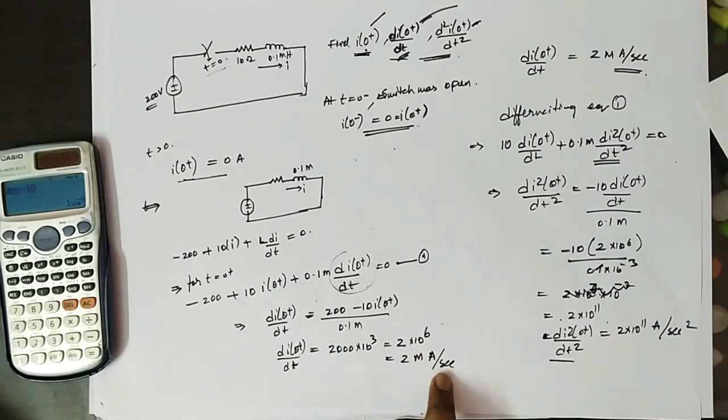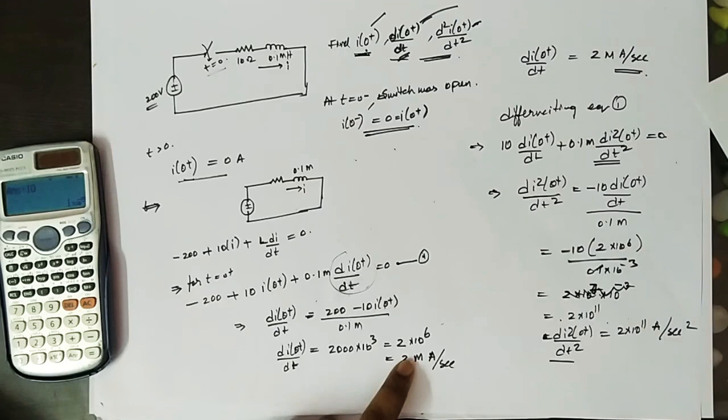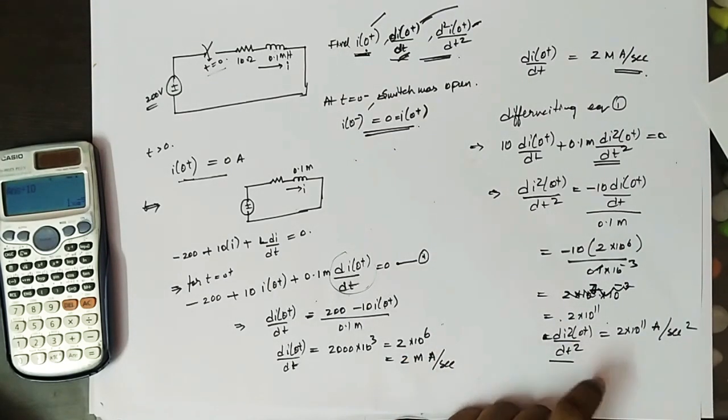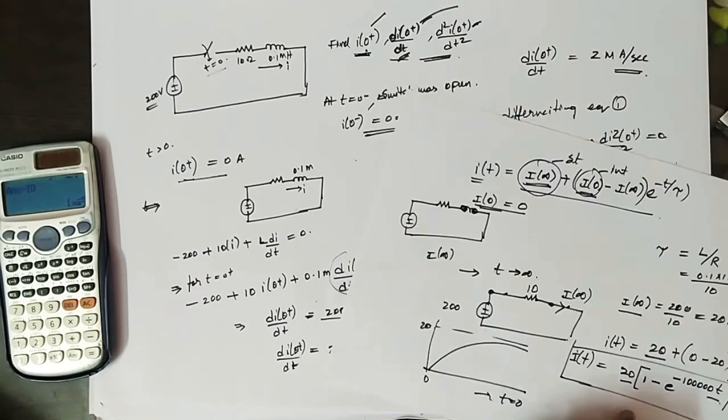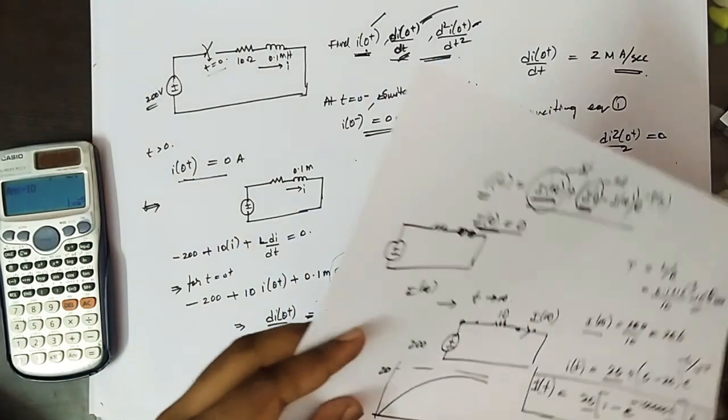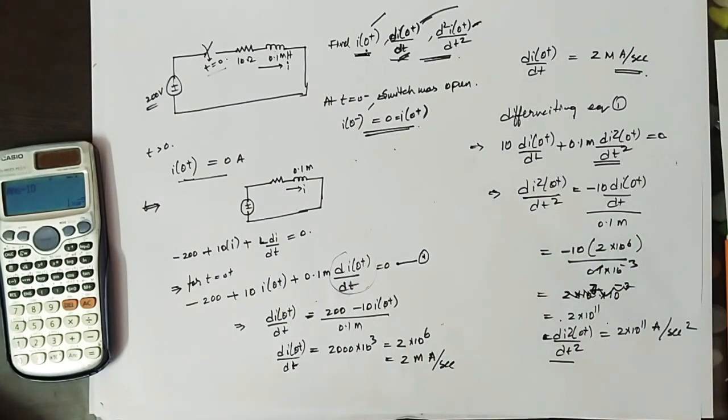See, at t equal to 0 plus, di by dt is the rate of storage, 2 mega amps per second. Per second it is storing that much current. Similarly for d square. After storing, at steady state, how much does it get? 20 amps. So we have to observe the value of storage and solve the sums. Similar kinds of problems involving only a capacitor and inductor we will solve.